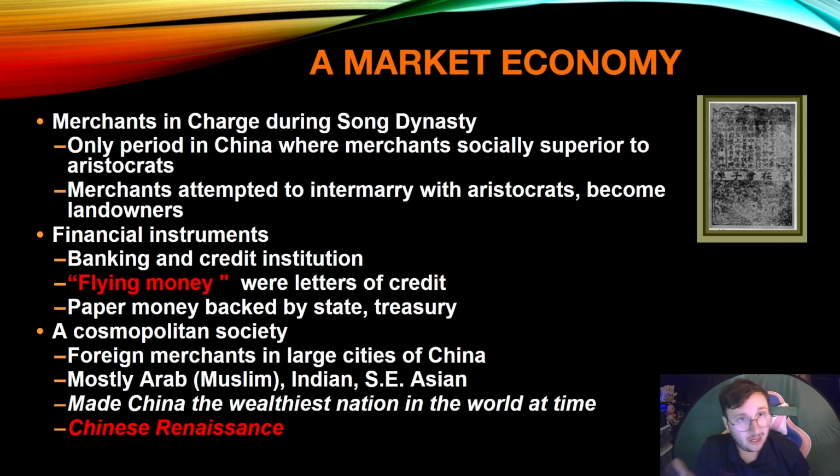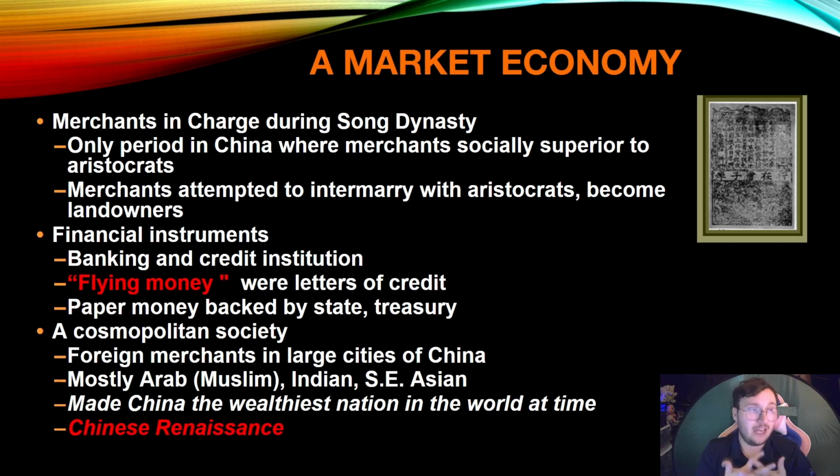Now, the economy was purely a market economy. Merchants were in charge in the Song Dynasty. The only period in China where merchants were socially superior to the aristocrats, which is going to be different than the last time we talked about China, where the merchants were at the bottom of the social pyramid and the landed gentry and aristocrats were at the top. In the Song Dynasty, this kind of flips, with peasants still in the middle. But aristocrats are a little higher than peasants. And then you have, of course, the poor at the bottom. This is the only period in China where merchants are more established than that.